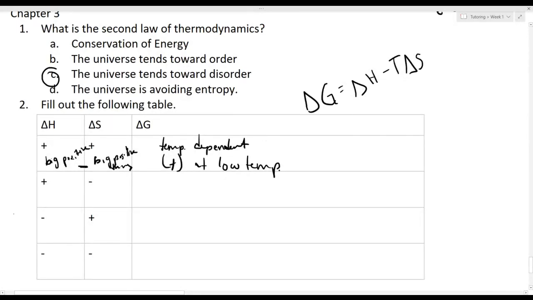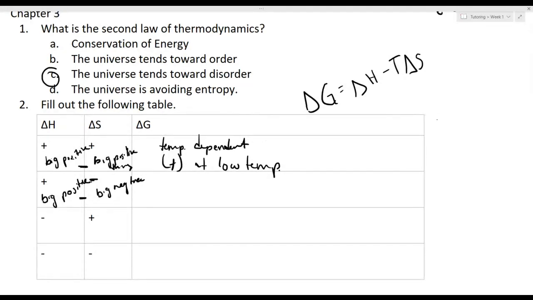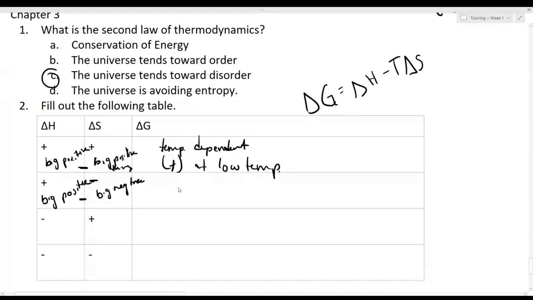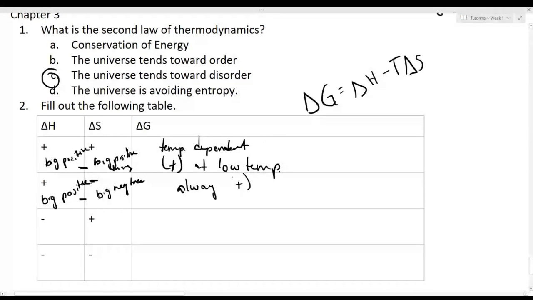All right, next line in the table. Again, we have a big positive number, and we're subtracting a big negative number. The reason is the sign of this term is negative, and again, T is always positive. Positive times a negative gives us negative. So what's a positive number minus a negative number? It's always going to be positive. You're exactly right. Always positive.